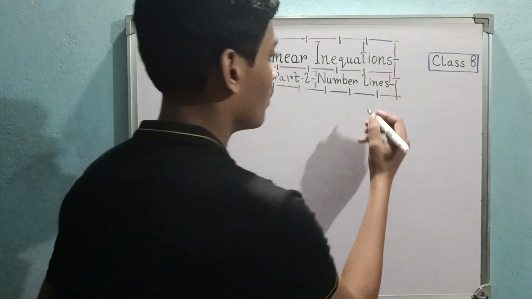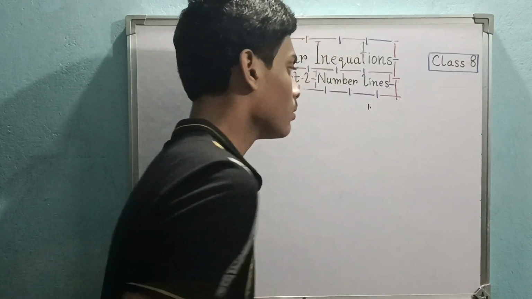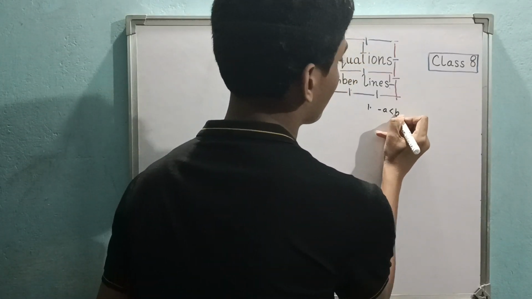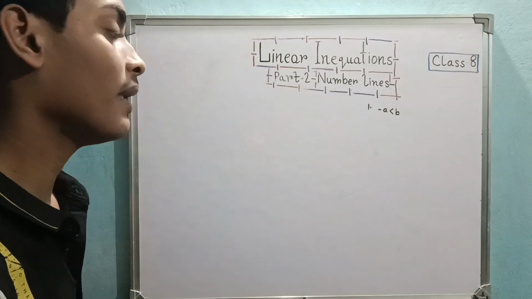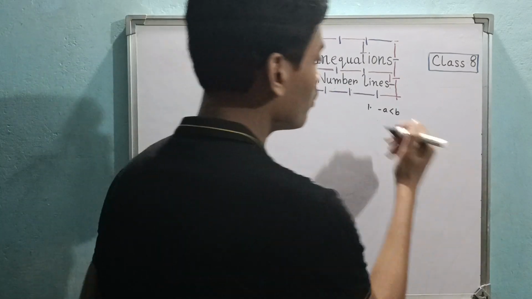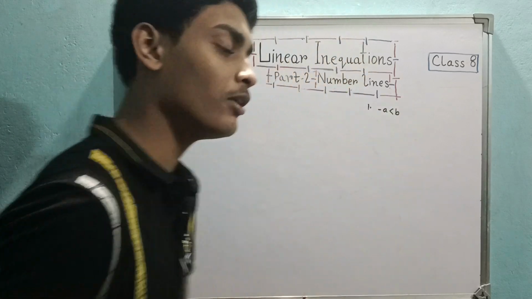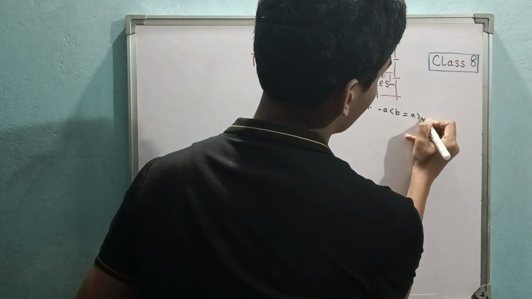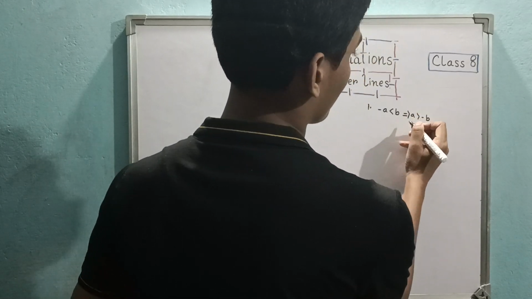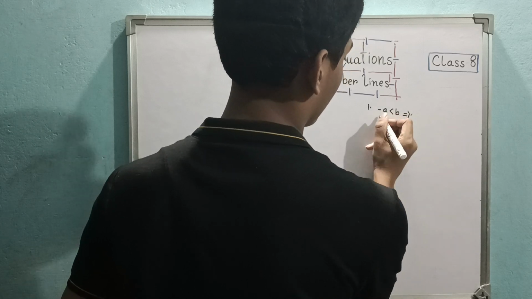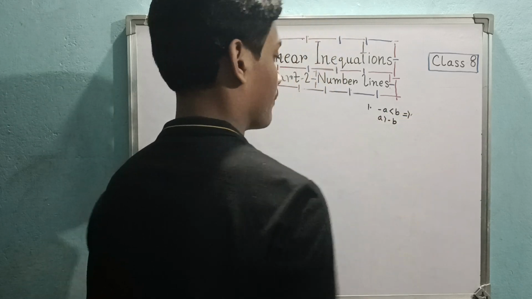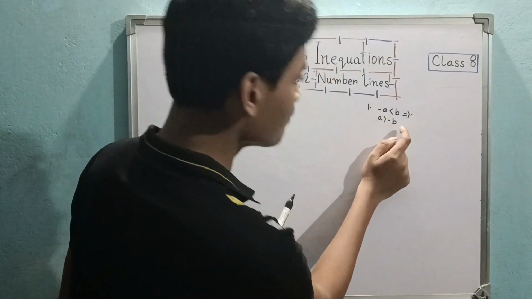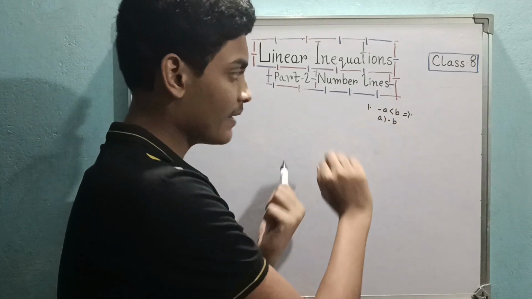One, see this. Suppose you are given a form like this: minus a less than b. Then, guys, if this minus goes to the side of b, then the sign will get changed. So a is greater than minus b. Remember this thing: if minus a is less than b, then a will be greater than minus b. If minus goes here, the sign gets changed.